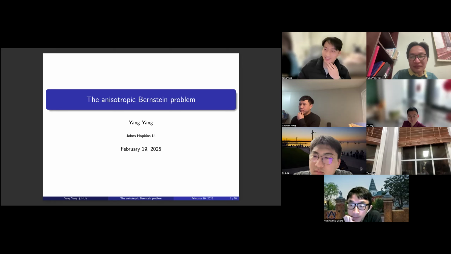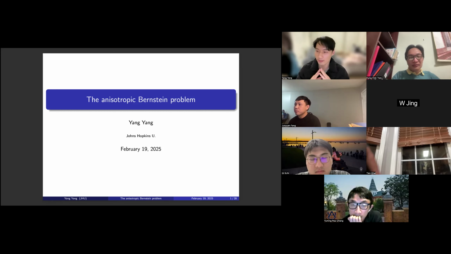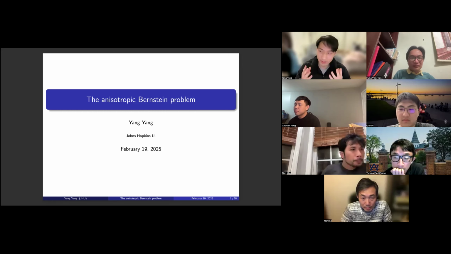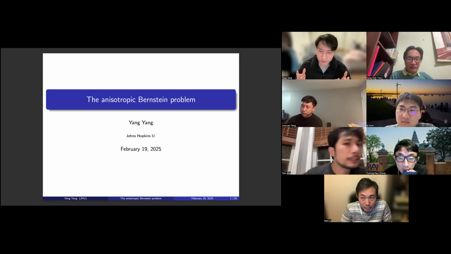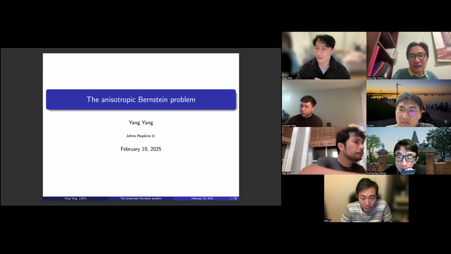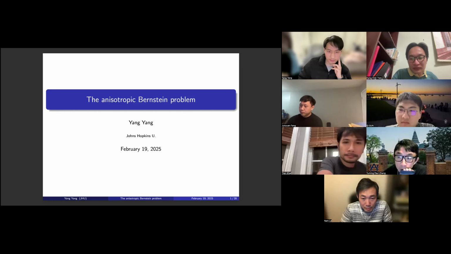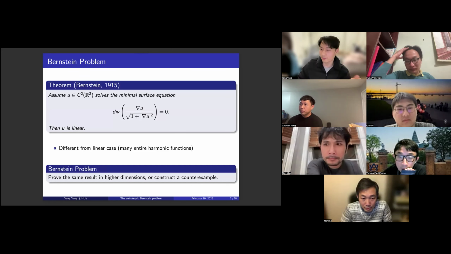I'm very excited. Okay, so today I want to talk about the anisotropic Bernstein problem. This is the problem of classifying the global solutions to a class of equations which arise in geometry and surface equation. To begin with, I want to first introduce the background.